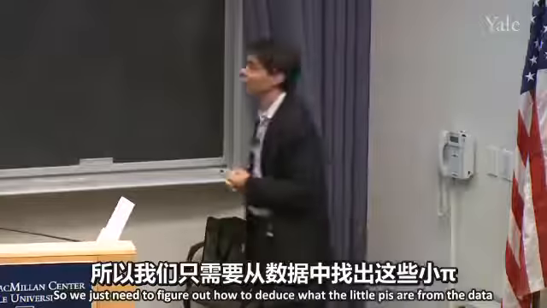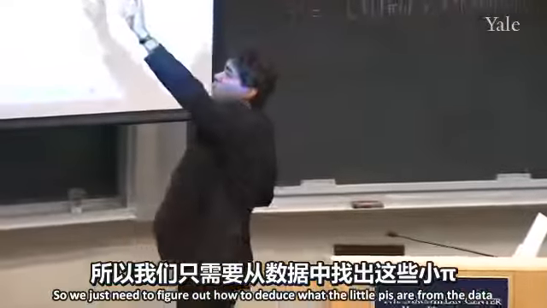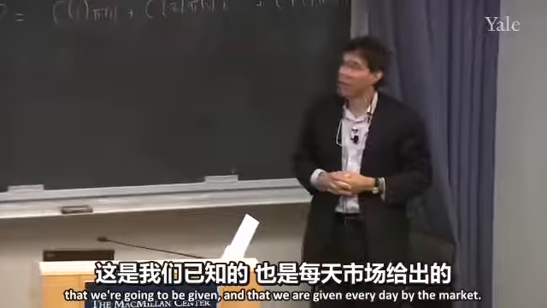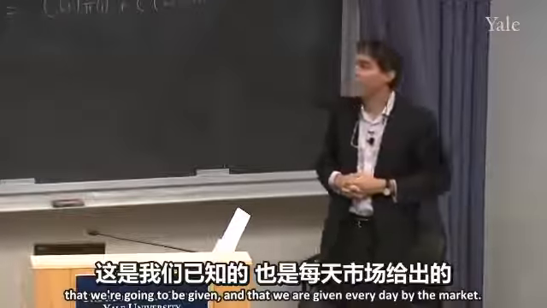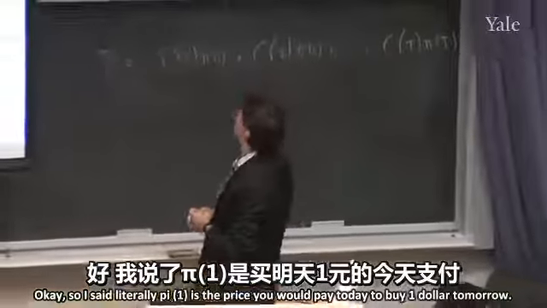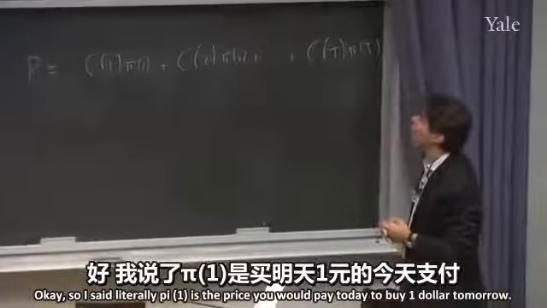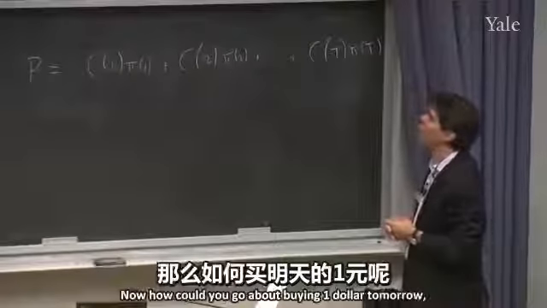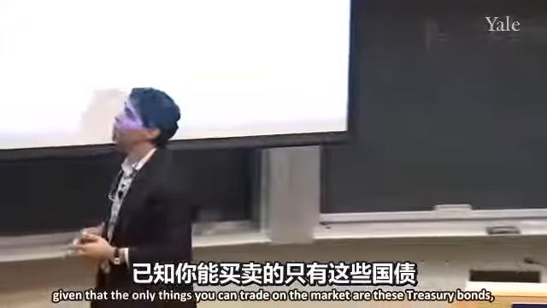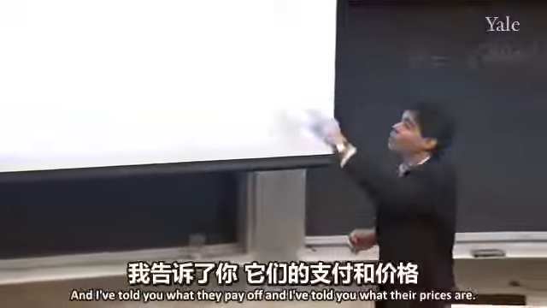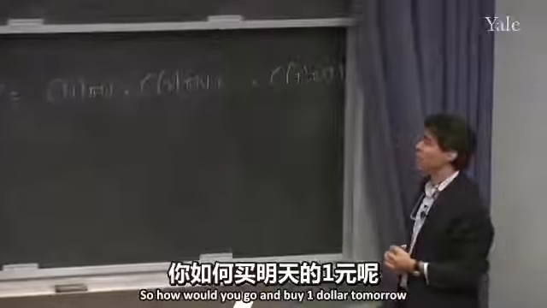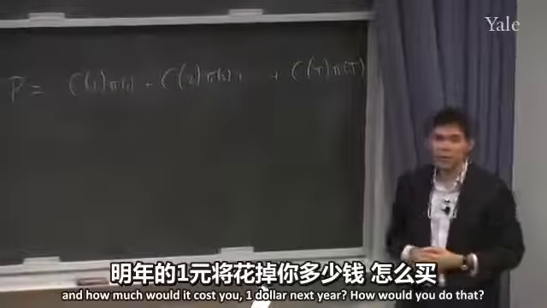So we just need to figure out how to deduce what the little pies are from the data that we're going to be given, and that we are given every day by the market. Okay, so I said literally pi 1 is the price you would pay today to buy $1 tomorrow. Now how could you go about buying $1 tomorrow, given that the only things you can trade on the market are these treasury bonds, these government bonds, and I've told you what they pay off and I've told you what their prices are? So how would you go and buy $1 tomorrow, and how much would it cost you?